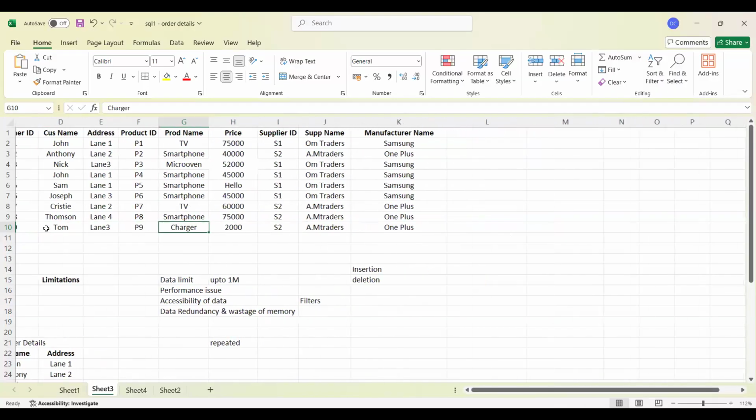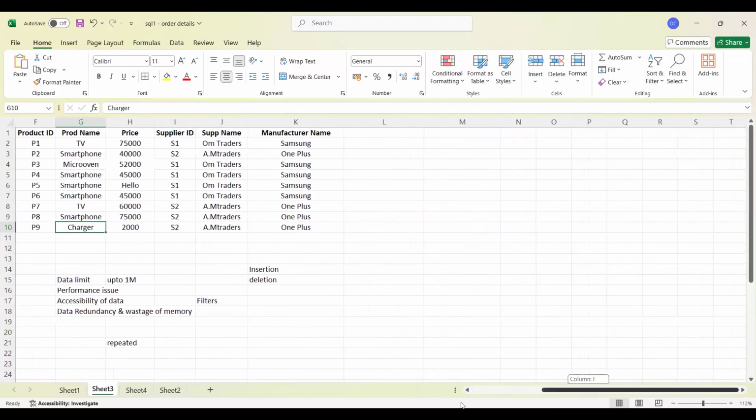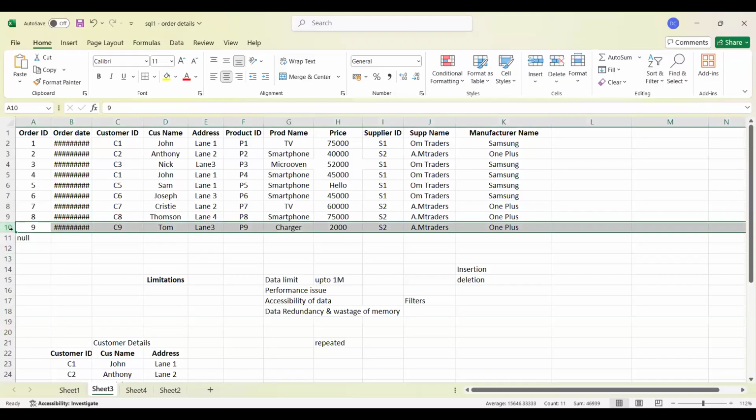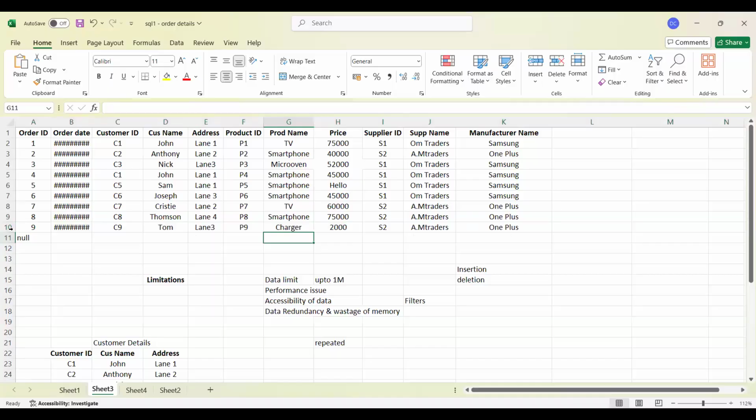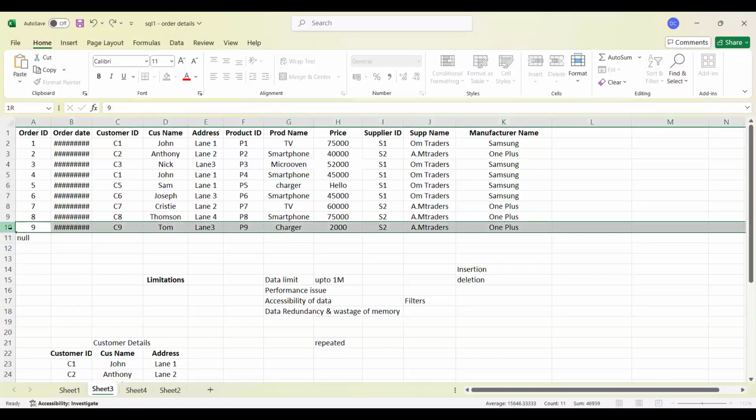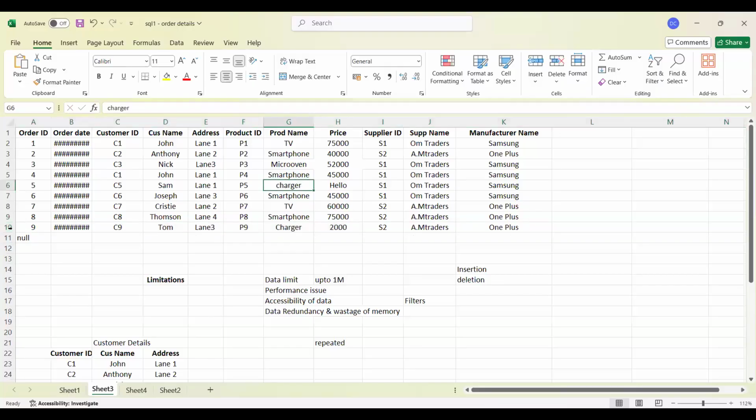If I delete this entire row, and you see the product names on my website, you cannot even know that we are selling chargers also. There won't be any charger details if I delete this row, correct? If I had charger in another row also, like somewhere for a smartphone, that is okay. If I delete this row, people can still see that I am selling chargers also, right?